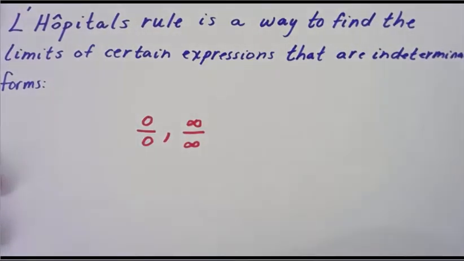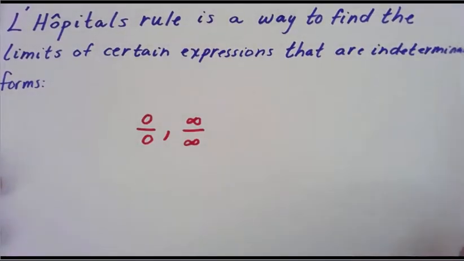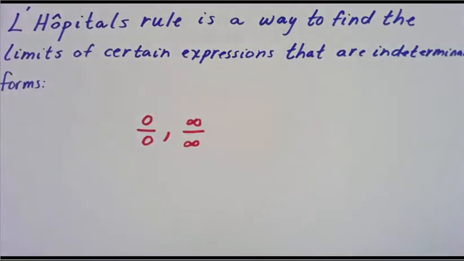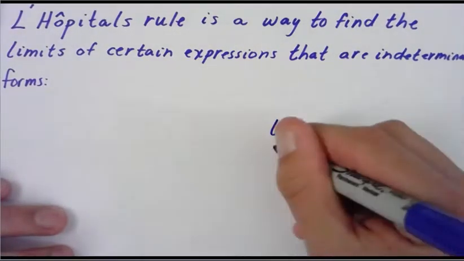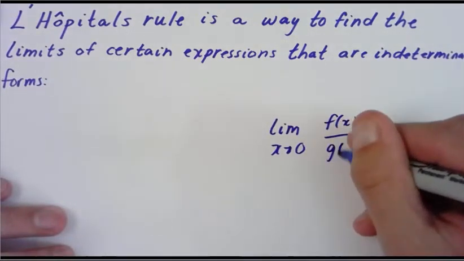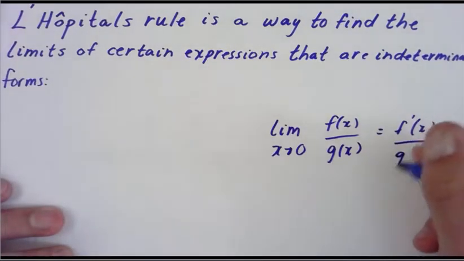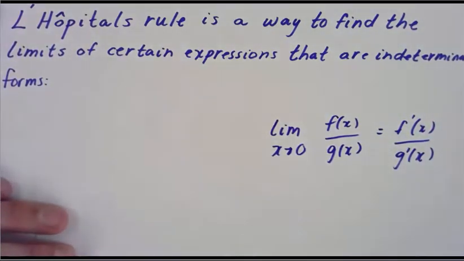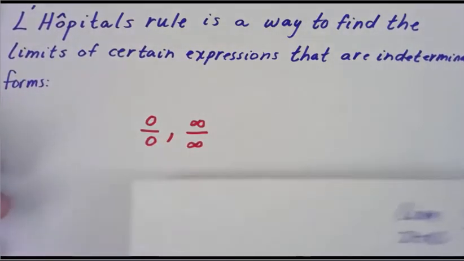So L'Hopital's rule involves taking the derivative of both the numerator and the denominator. Okay, so if we have the limit, let's say, of x approaching maybe 0 of f of x over g of x, and we've got some conditions that we have to meet, but basically the idea here is you're going to take the derivative of the numerator and denominator separately until we can get a limit that's in determinate, not meaning it's not 0 over 0 or infinity over infinity.